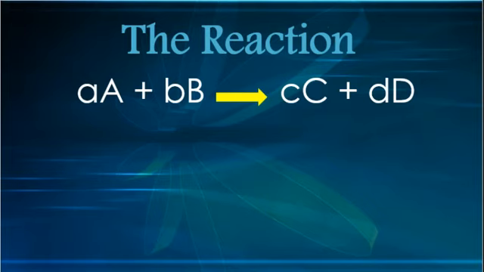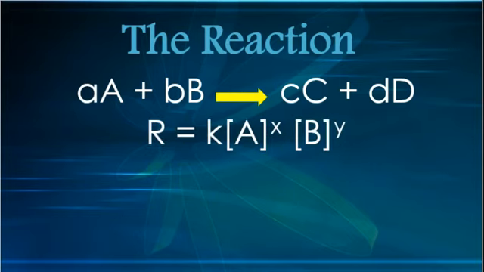All right, so I have a reaction. I have a reactant A being added to reactant B, and I'm making product C and product D. Right? That's what's happening here. The lowercase a, b, c, d, those are the stoichiometric coefficients. Whatever is in front of them, 1, 2, 3, 4, 5, whatever it is.